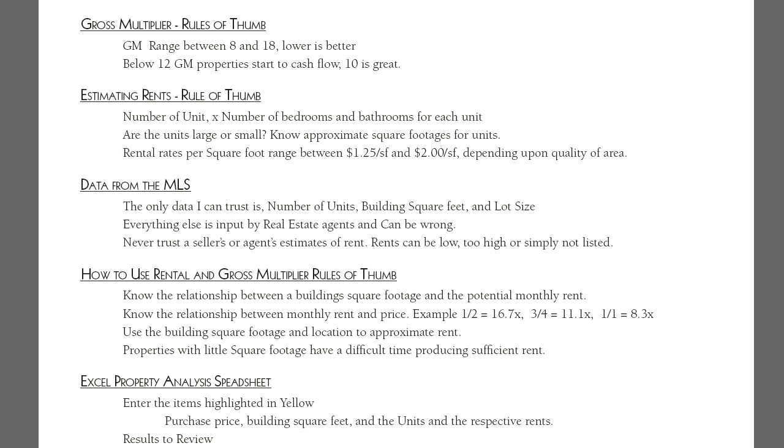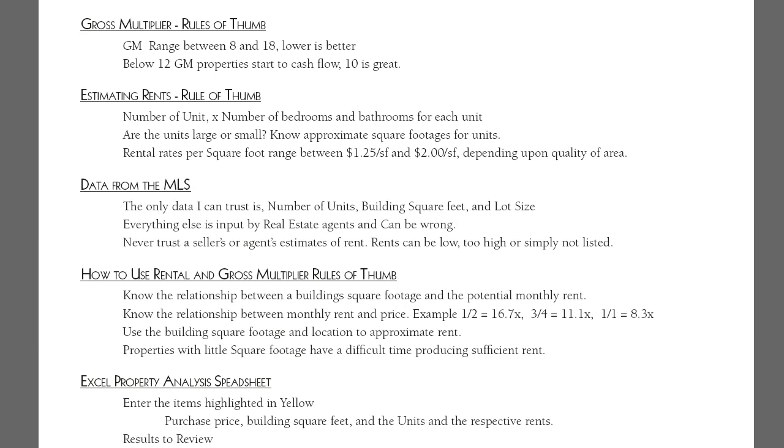Here in Long Beach, as a rule of thumb, we see the gross multipliers range between around 8 and 18. 8 is about as low as it would get for an apartment building in a not so great neighborhood, and somewhere around 16 or 18 would be your gross multiplier for a single family home that really wouldn't make a great rental cash flow type of property.